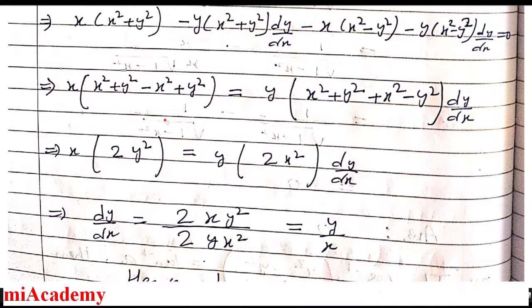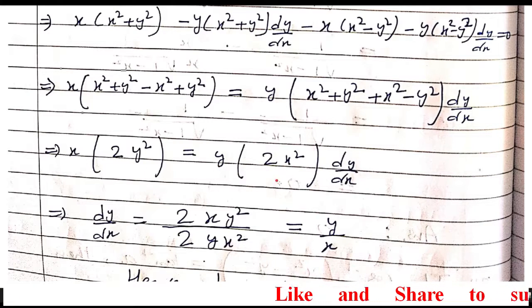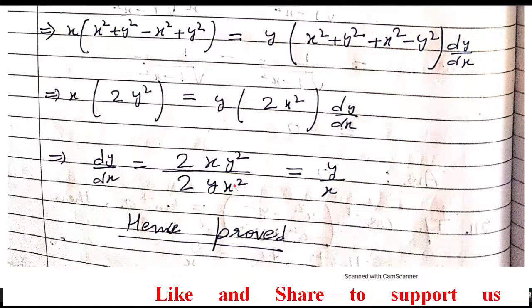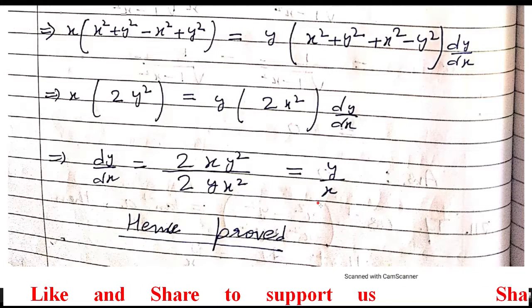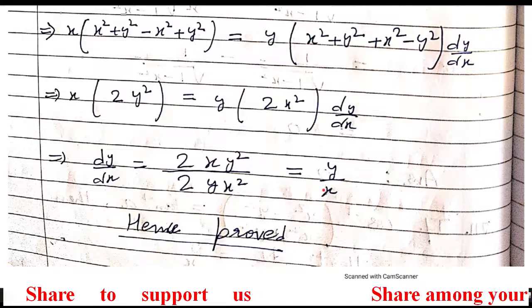Now do plus minus in the bracket, you will get this, and since we want dy over dx, so shift this y to x square on the other side. Now cancel them, that will give you y upon x. That is our required result.